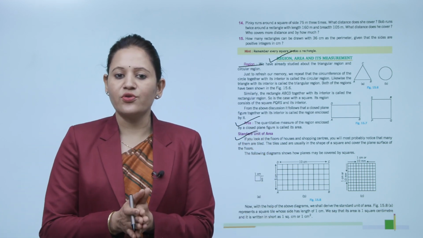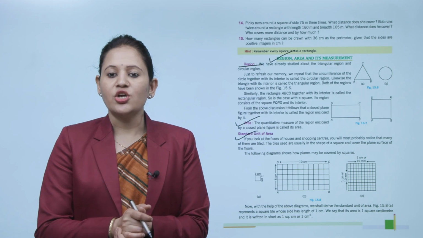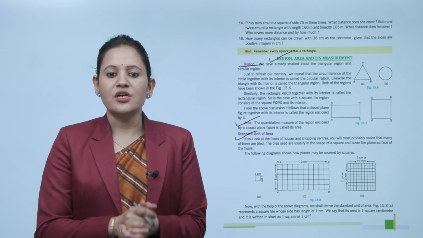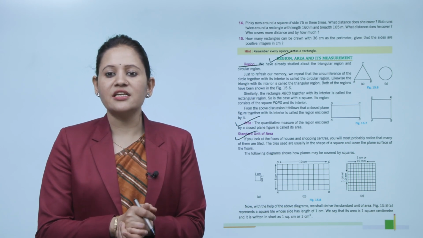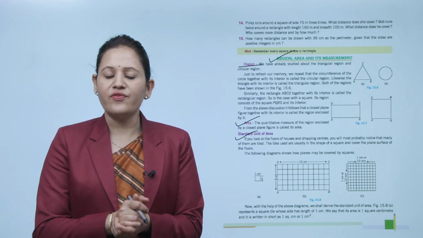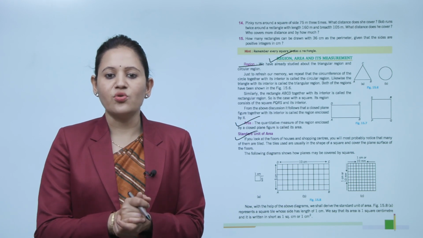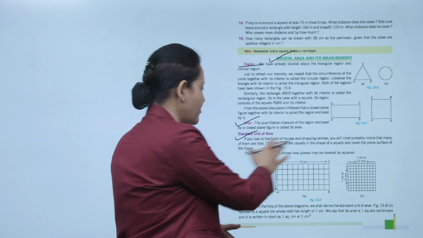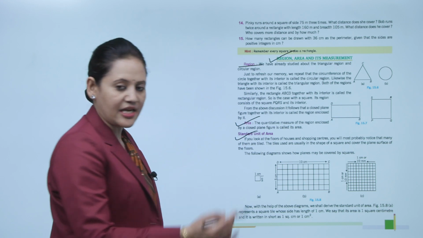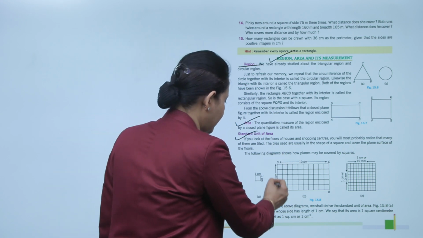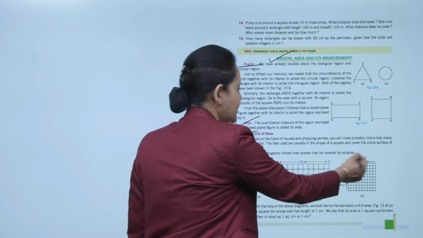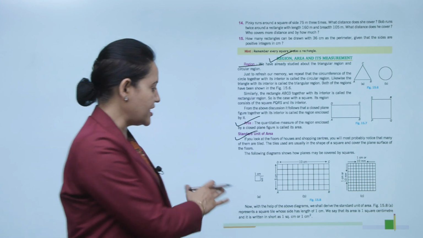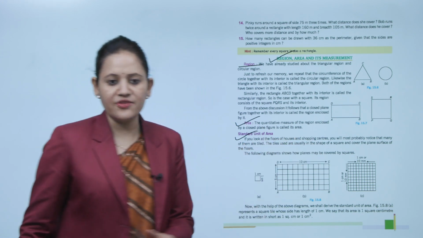If you look at the floors of houses and shopping centers, you will most probably notice that many of them are tiled. The tiles are usually in the shape of squares and cover the plane surface of our floors. The following diagrams show how planes may be covered by squares. So like this, we can arrange the tiles. Here the dimension is 10 centimeter by 5 centimeter. Here 10 centimeter by 10 centimeter. So here you have seen how we can arrange the tiles in different ways.